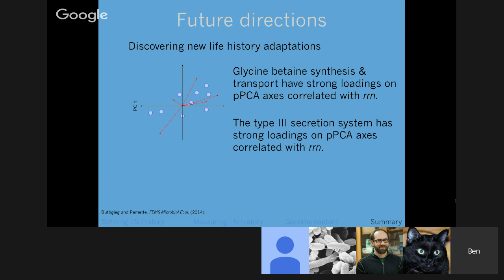We've also got some hints that are pretty exciting that the type 3 secretion system, which is often used in interactions with eukaryotic cells, and so between bacteria and eukaryotes, and that these interactions may be mediated by an organism's life history, and that high copy number copiotrophic bacteria might be more likely to interact with eukaryotic cells using this type 3 secretion system.